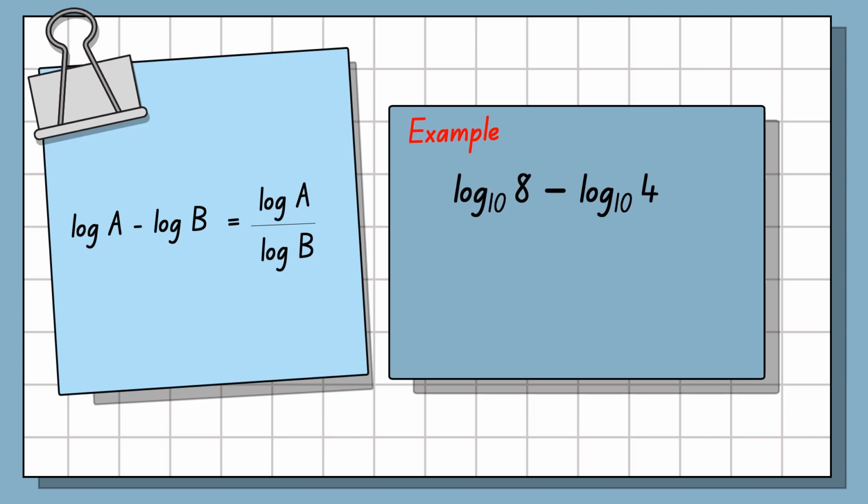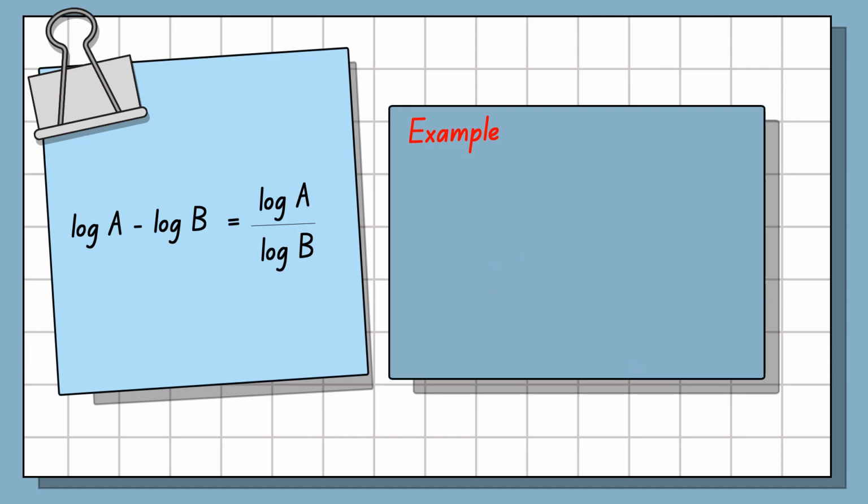The next property is the quotient rule. Log A minus log B is equal to log of A divided by B. For example, log base 10 of 8 minus log base 10 of 4 is equal to log base 10 of 8 divided by 4, and the final answer is log base 10 of 2.